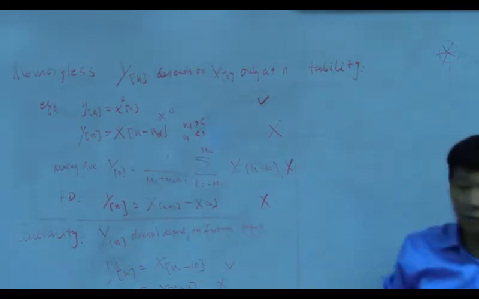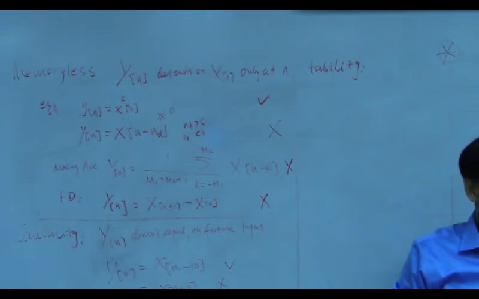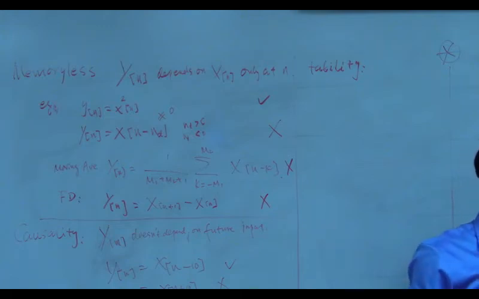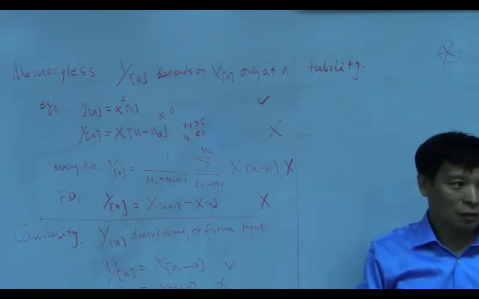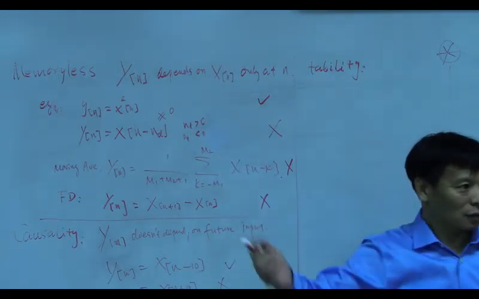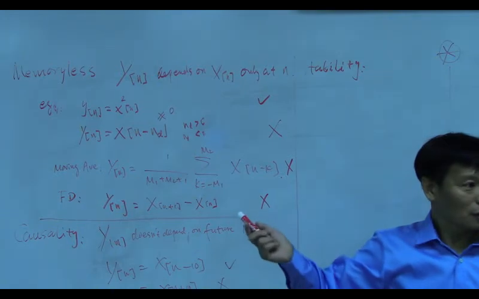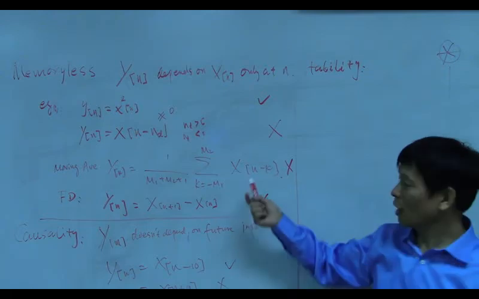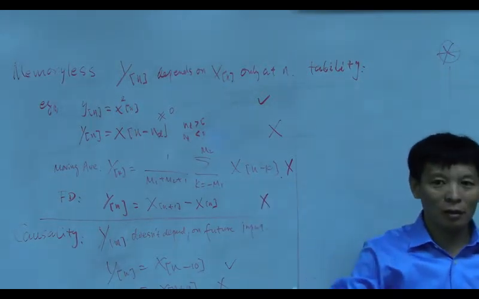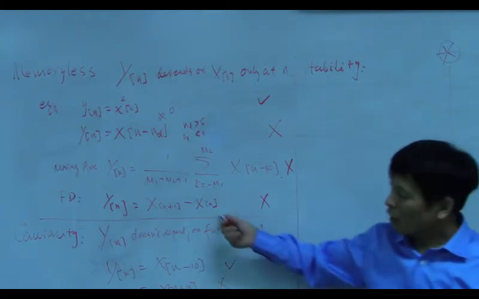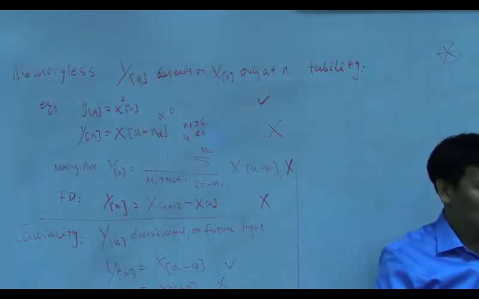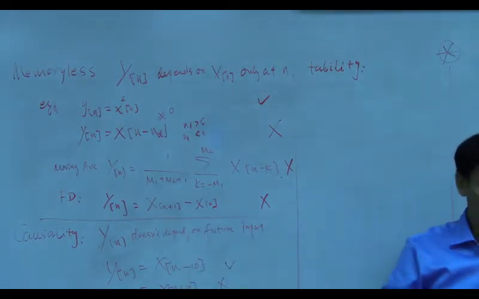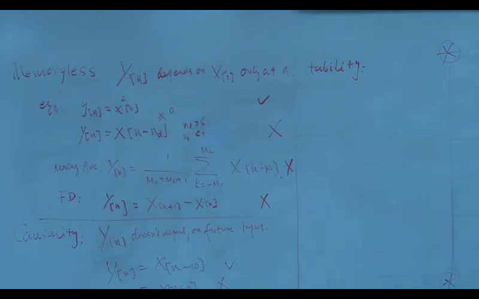How about this one? We assume m1, m2 both are bounded. So m1, m2 cannot be infinity. For example, m1 equals 100, m2 equals 200. That is okay. So is this a stable system? Yes, it is stable, right? You add up some numbers within some range, then divide by the length of this range. This is a stable system. How about the forward difference? If this one is bounded, this one is bounded, then subtraction is also bounded. So yes. Can you give me an example of an unstable system?